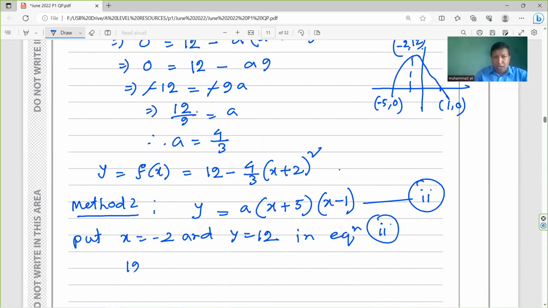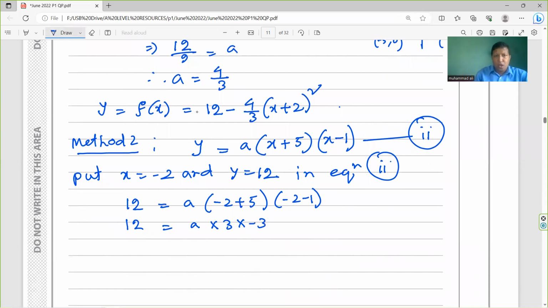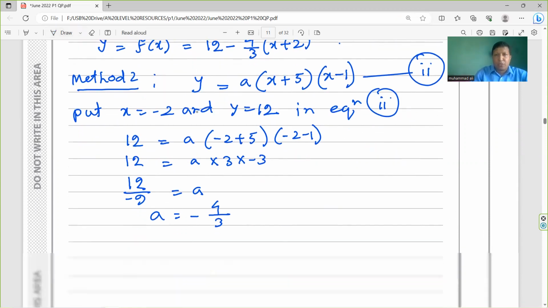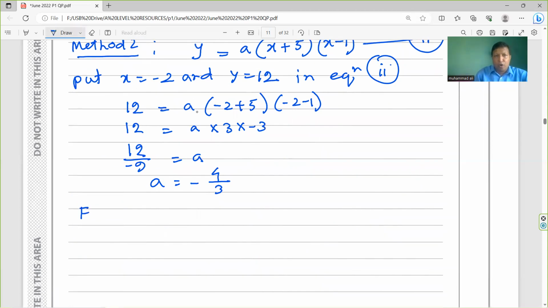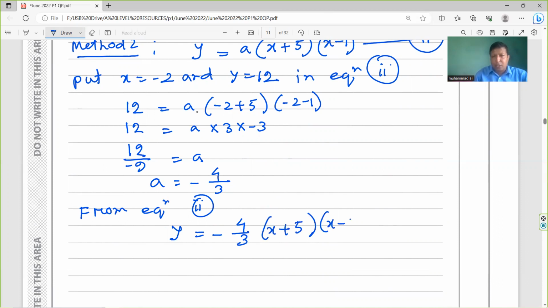So we write 12 equals a into (-2 plus 5) into (-2 minus 1). So it will be 12 equals a into 3 into -3. So 12 divided by -9, so a equals -4 by 3. So put a equals -4 by 3 in equation 2. From equation 2, we get y equals -4 by 3 into (x plus 5) into (x minus 1).